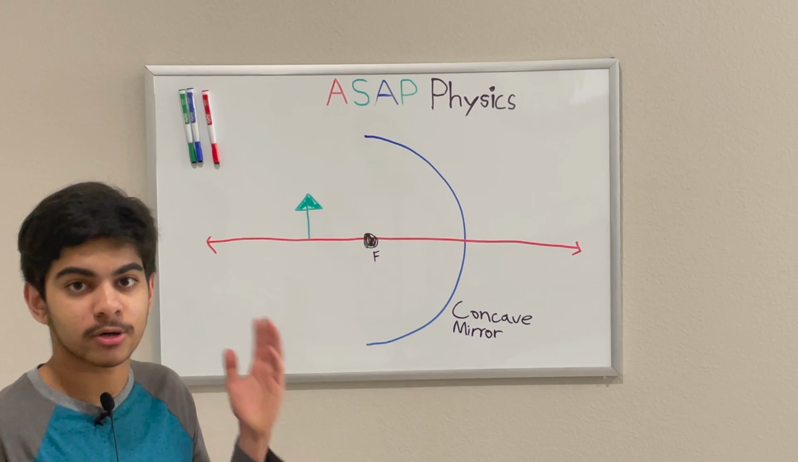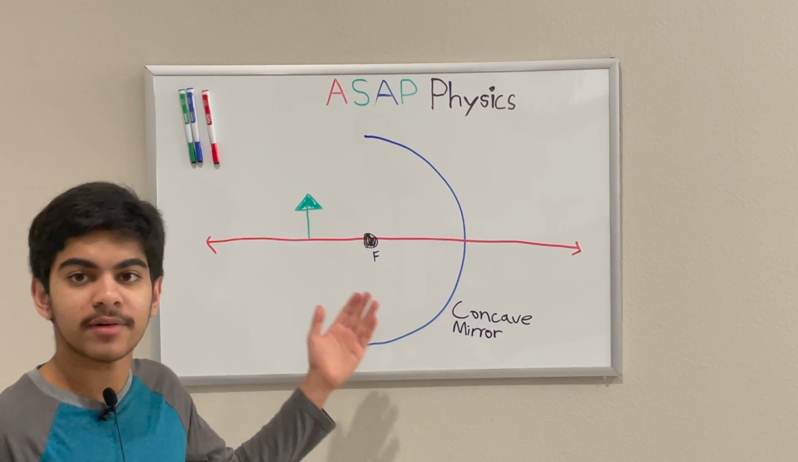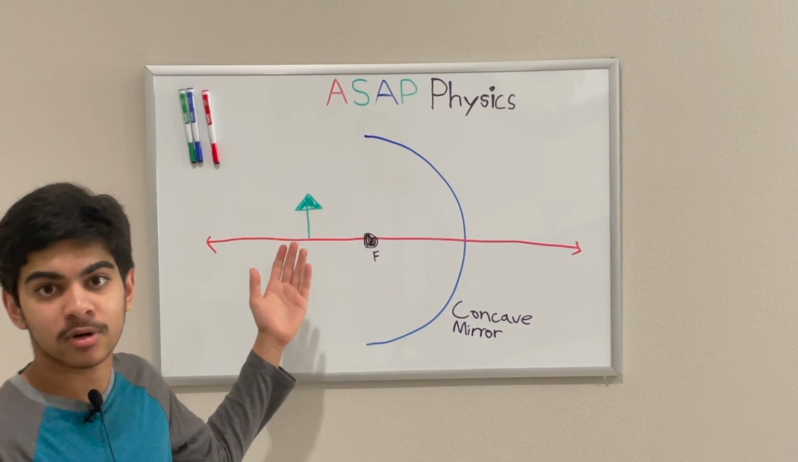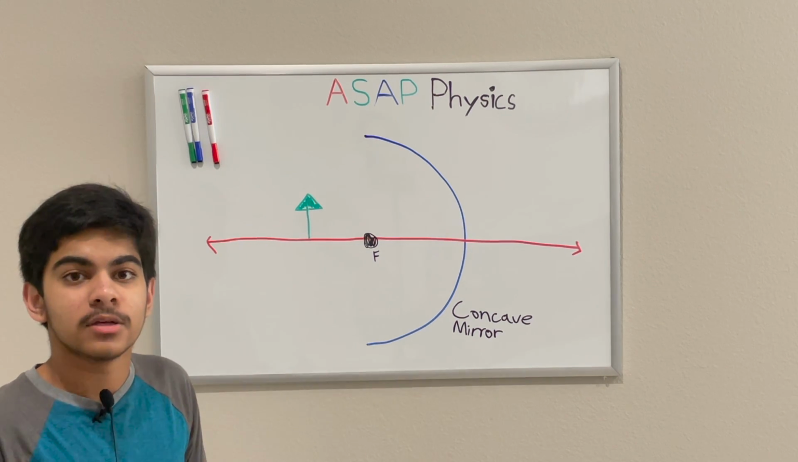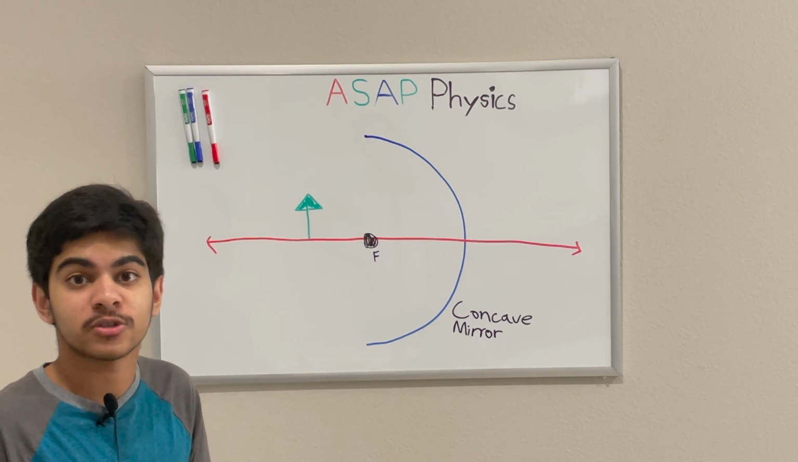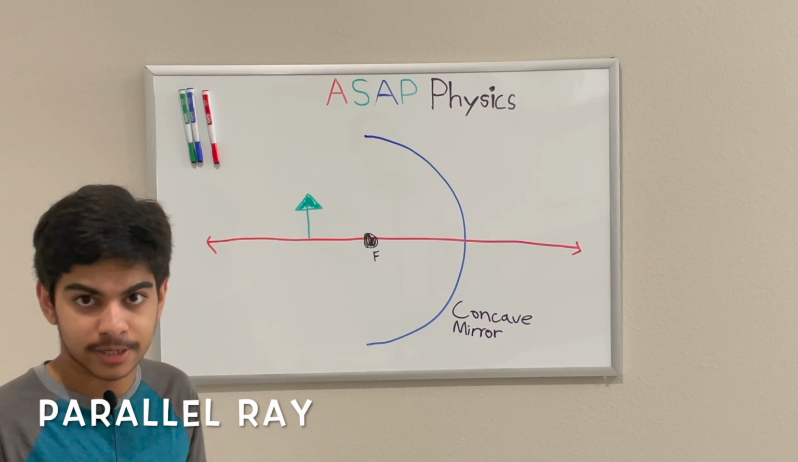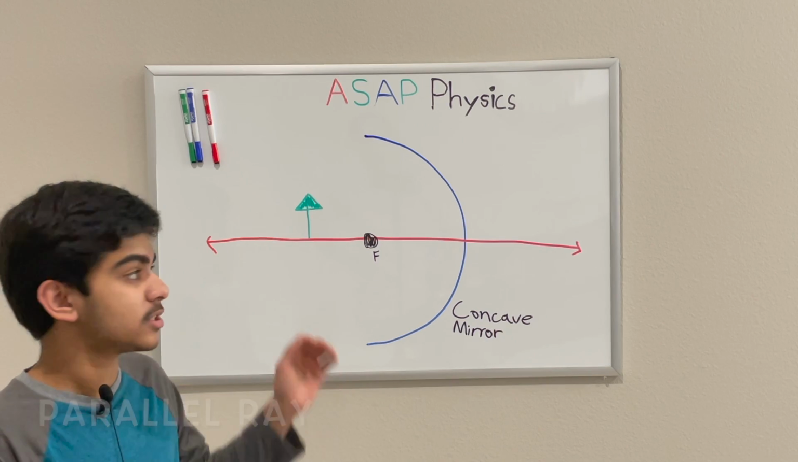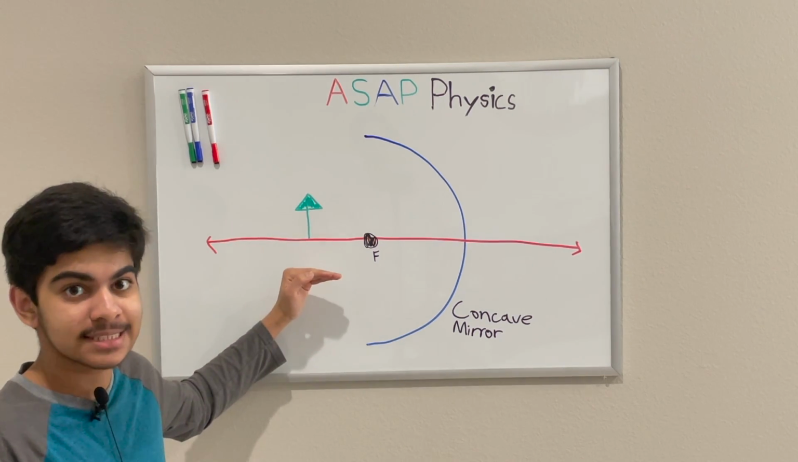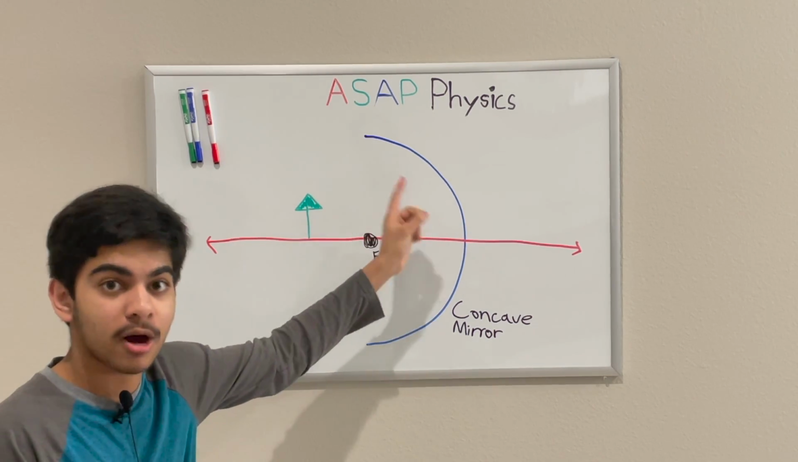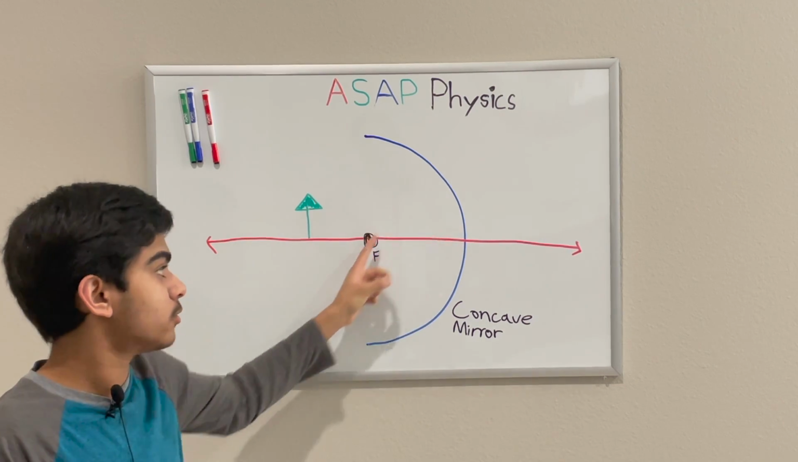Now, let's move into the most important topic in this unit, which is finding the image of an object from curved mirrors. As you can see here, we have a concave mirror and an object that's represented by a green arrow. So there are two types of strategies in order to figure out the image of an object from curved mirrors. The first one is a parallel ray. The parallel ray starts off parallel to the principal axis and then when it comes in contact with the curved mirror, it would go through the focal point.